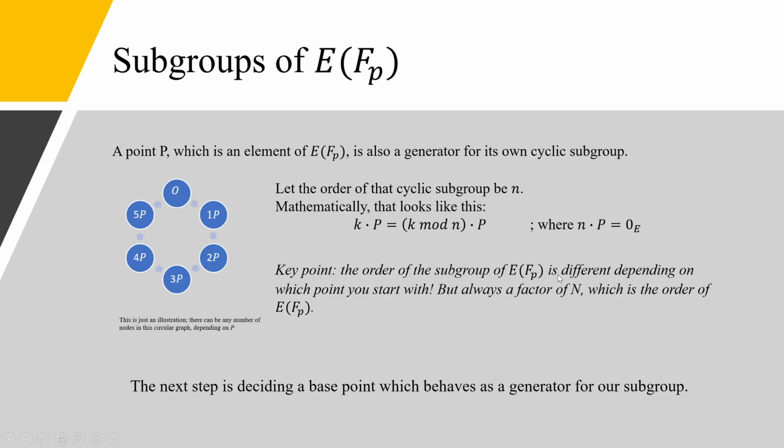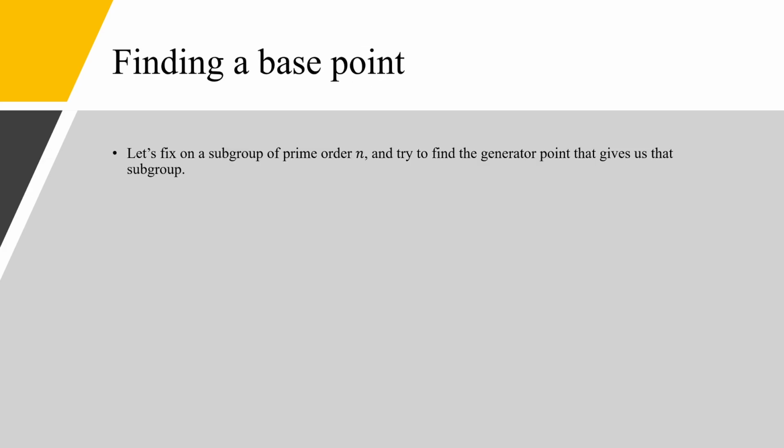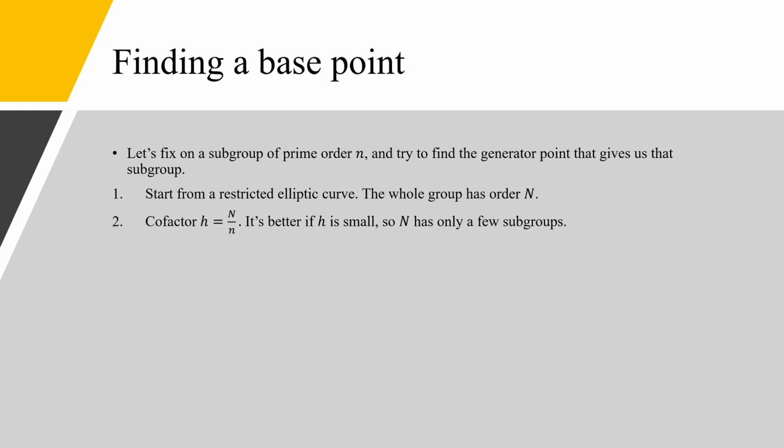Now the next step is deciding a base point. The way we do this is by deciding the subgroup order first, the prime order, and then we try to find a generator point that gives us a subgroup of that order. So the process is extremely simple. We start from a restricted elliptic curve, which has a group of order capital N, as we discussed. We find a number called the cofactor, which is equal to capital N divided by small n, and we know this will be a whole number because of, again, Lagrange's theorem, which is that the order of the subgroup, which is small n, is a factor of the order of the group, which is capital N.